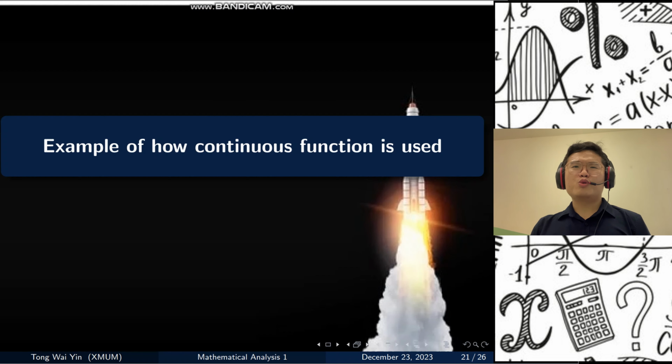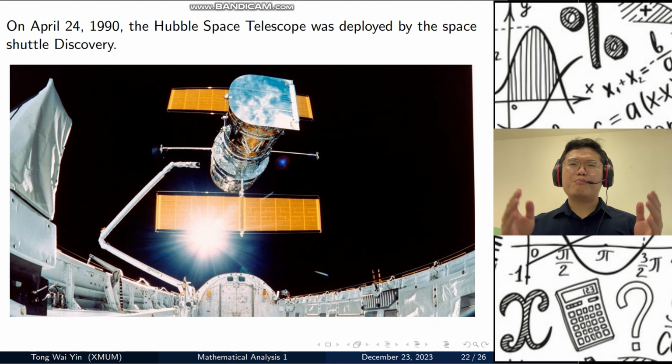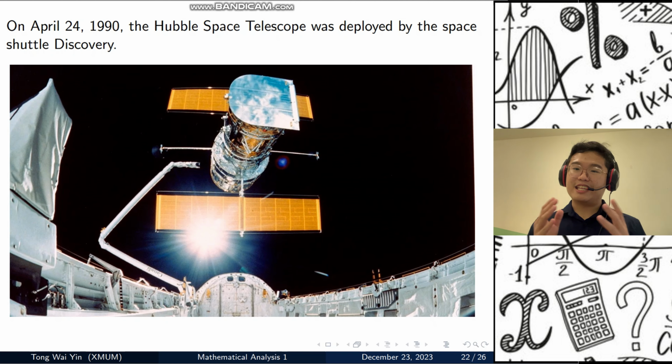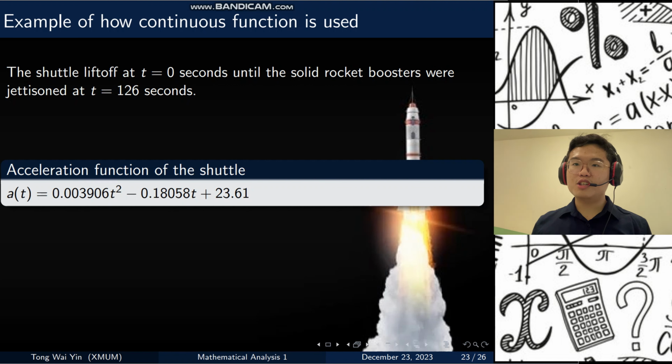Next, I am going to enter the last section of my presentation, which discusses an example of how the continuous function is used. I would like to give an example of the application of the concept of continuous functions in aerospace engineering. On April 24, 1990, the Hubble Space Telescope was deployed by the Space Shuttle Discovery. A model for the acceleration of the shuttle during this mission, from liftoff at t equal to 0 seconds until the solid rocket boosters were jettisoned at t equal to 126 seconds, is shown on the slide.